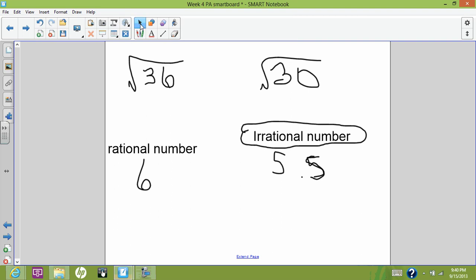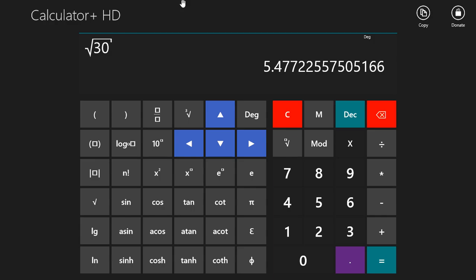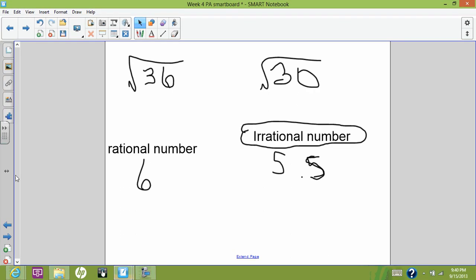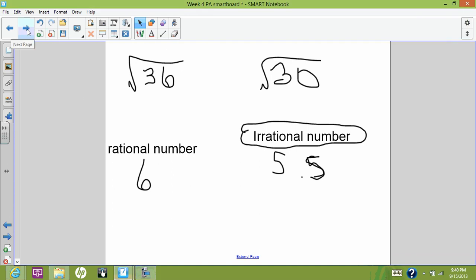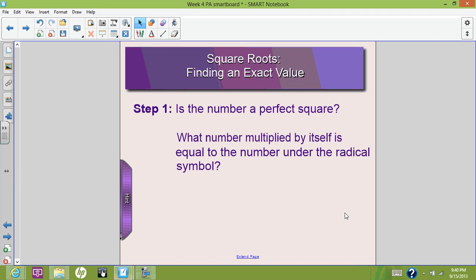When you go to put it in a calculator, you might say, but Mrs. Ott, it ends in the calculator. Look what your calculator did. It ended. Well, yeah, but calculators can only show so many numbers, guys. Just remember that if you take the square root of a number that is not a perfect square, it is irrational. Okay, how am I doing on time? 8 minutes? Great. Let's go to the next topic.